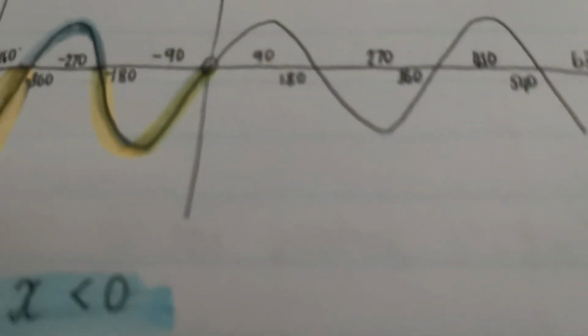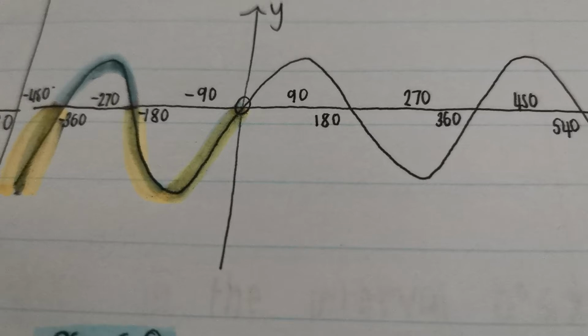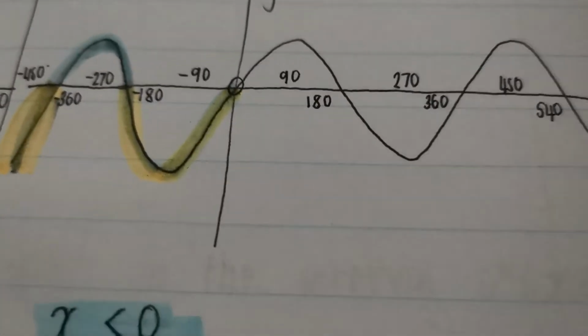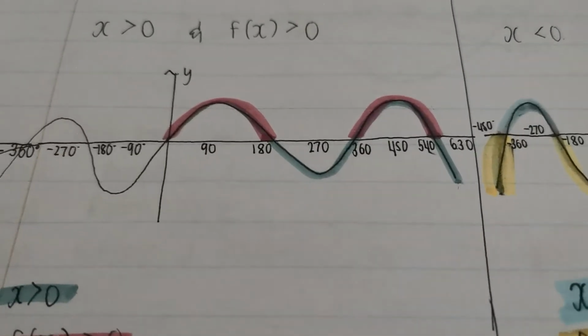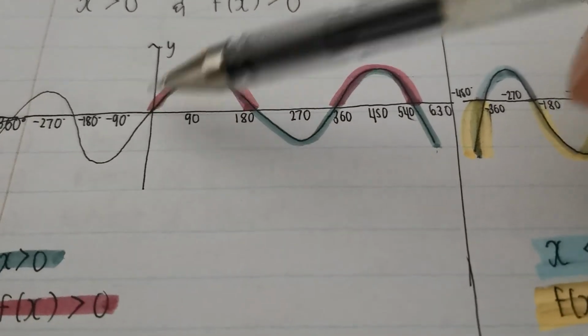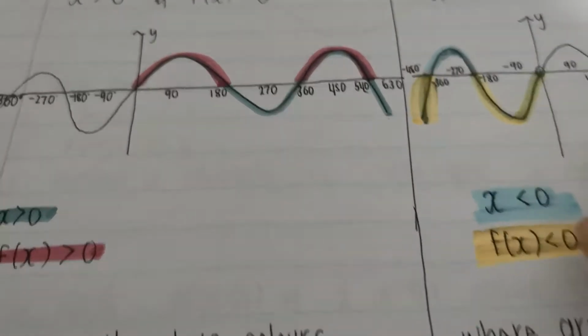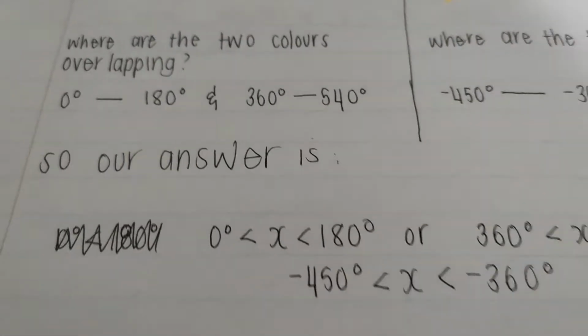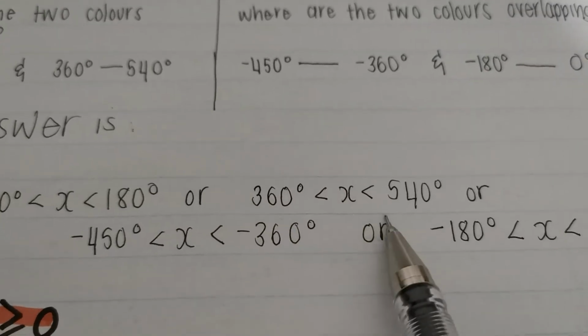And here on the camera, it's starting to look like a green color by the two intersections, I think. Yeah, it's looking like a green. But anyway, we're asking where the two colors overlap. So you can draw those lines like I did with the gold pen, but they overlap from 0 to 180 and then again from 360 to 540. So our answer is going to be 0 to 180 or 360 to 540.